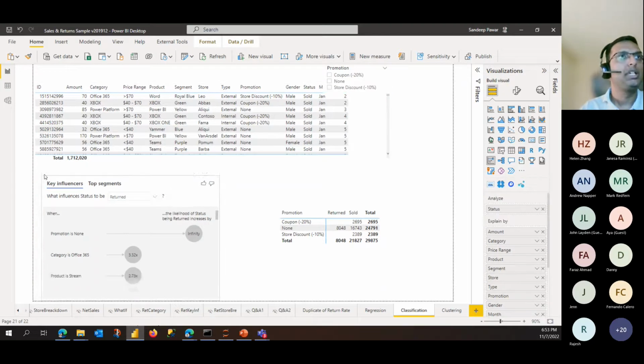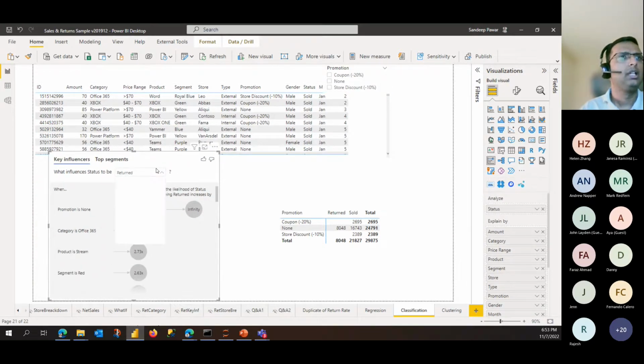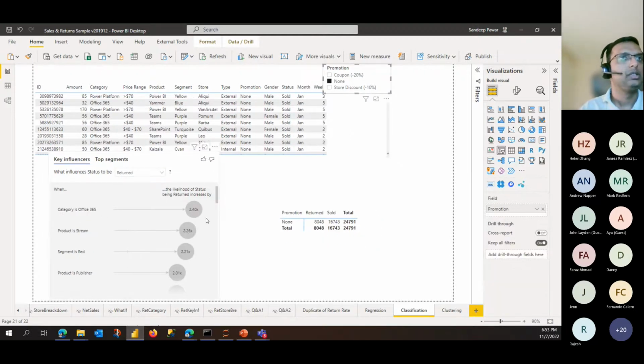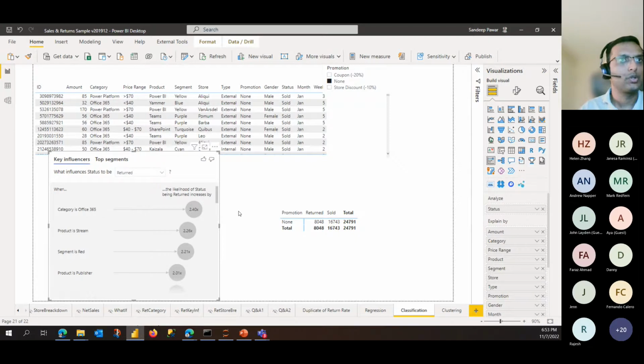I put it into the key influencer visual, and I said, "Hey, tell me what influences them to return the product." When I click on that, it gives me some sort of an output when the product is category, when the product is stream, and so on and so forth. So all these different things, the regression, the classification that I'm talking about, it's available in Power BI.